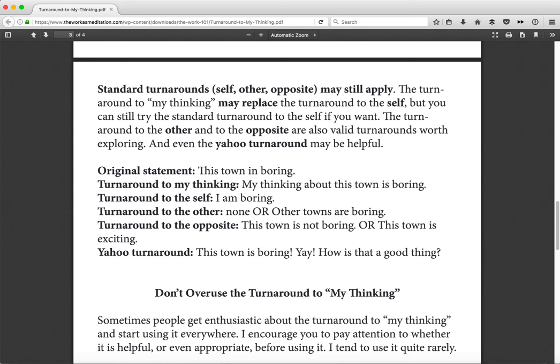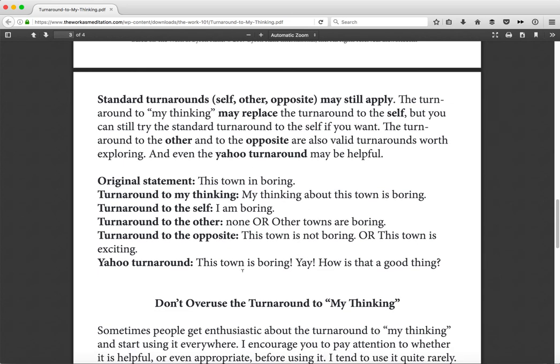What I often find is that the turnaround to my thinking is kind of a replacement for the turnaround to the self. They're similar, not exactly the same, but you may want to look at both of them. Turnaround to the other, in this case, this town is boring. There's not really a turnaround to the other unless you say other towns are boring, which could be a valid turnaround to the other. Turnaround to the opposite, this town is not boring, or this town is exciting, or the Yahoo turnaround, this town is boring, yay, how is it a good thing? So you can see these other turnarounds add different flavors, and I encourage you to explore those turnarounds as always, not just land on the turnaround to my thinking. Turnaround to my thinking is kind of an additional turnaround.